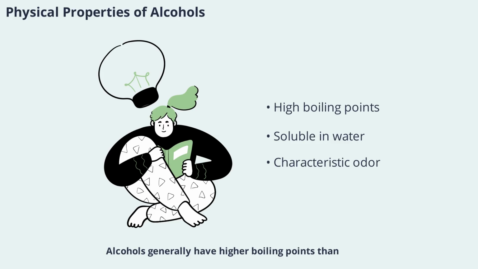Alcohols generally have higher boiling points than their corresponding alkanes due to hydrogen bonding. They are often soluble in water, especially those with shorter carbon chains. Alcohols are colorless liquids or solids at room temperature and have a characteristic odor. Their physical properties make them useful as solvents, fuels, and in the preparation of other chemicals. The presence of the hydroxyl group is key to their unique behavior.